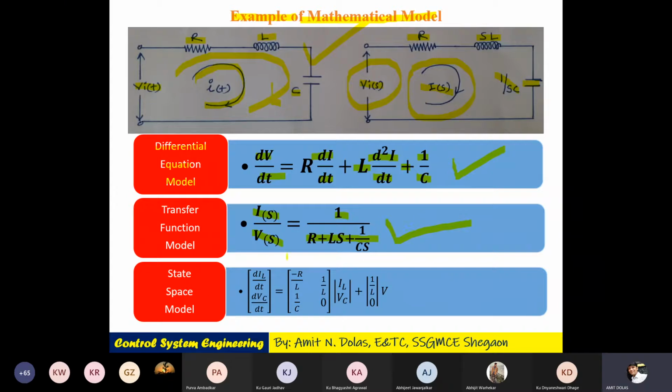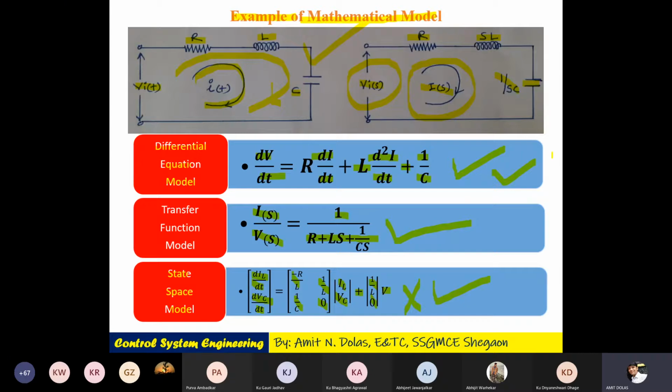Similarly, this differential equation can be written in matrix form, or say state space form, in this way. We'll not go into detail with this. So d iL/dt, dVc/dt, its components are minus R/L, 1/C, 1/L, here 0, multiplied by iL, Vc, plus 1/L, 0 into V. So this will be the state space model. Don't think about how it comes. It will be learned in unit number 5 in detail. Don't you worry about this.